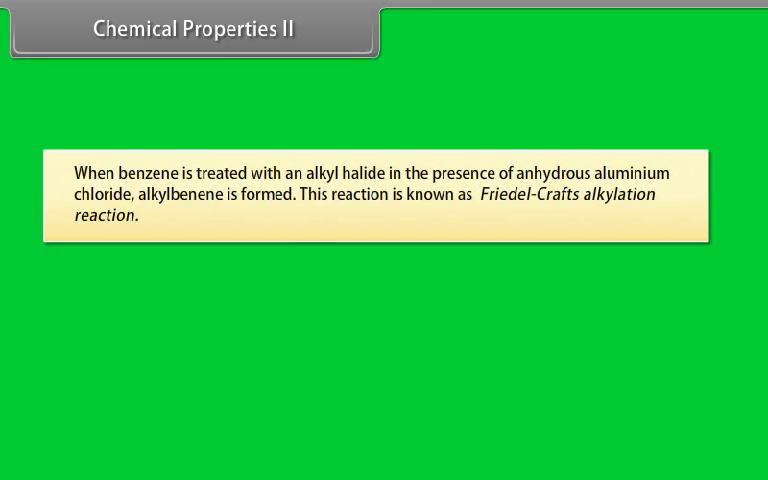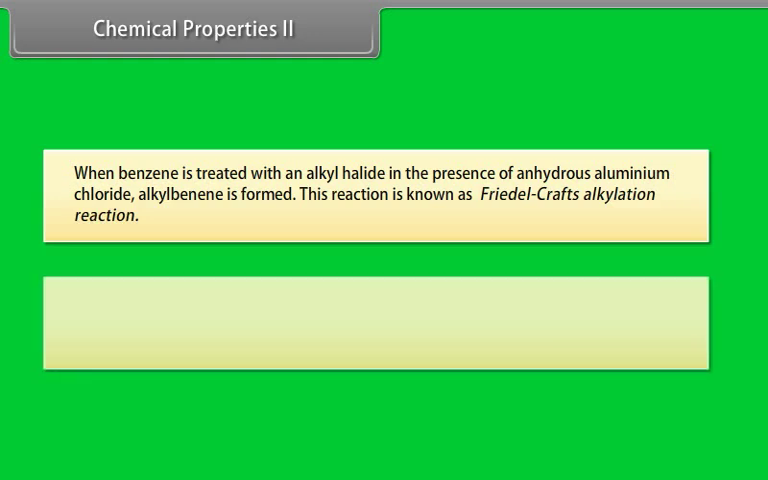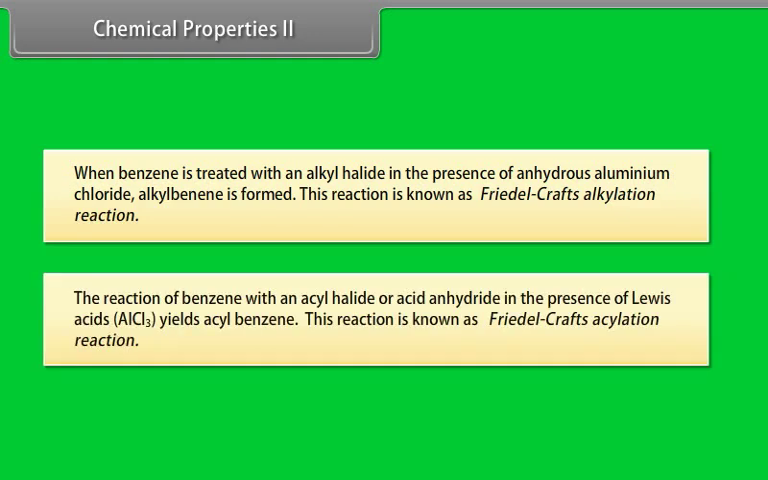When benzene is treated with an alkyl halide in the presence of anhydrous aluminium chloride, alkylbenzene is formed. This reaction is known as the Friedel-Crafts alkylation reaction. The reaction of benzene with an acyl halide or acid anhydride in the presence of a Lewis acid, AlCl3, yields acylbenzene. This reaction is known as the Friedel-Crafts acylation reaction.